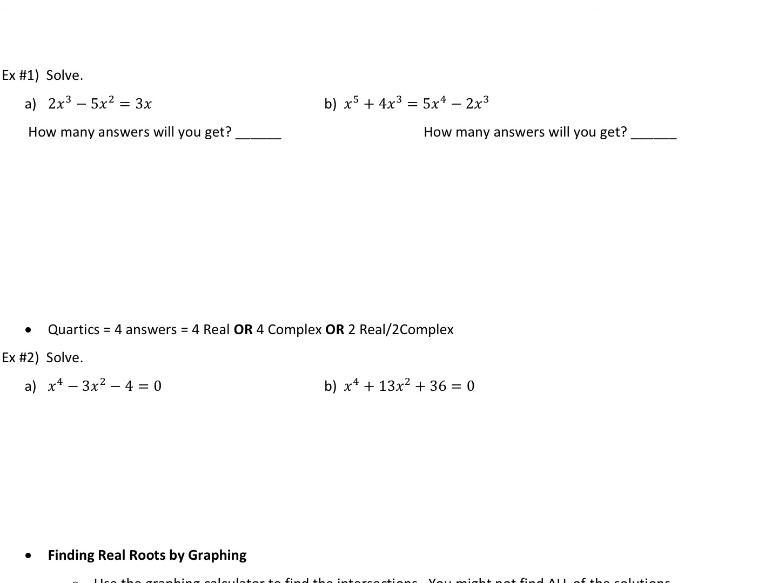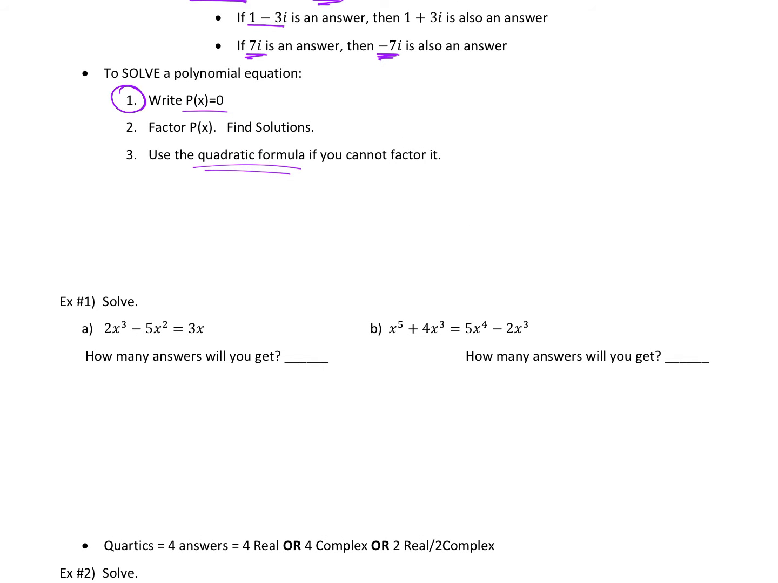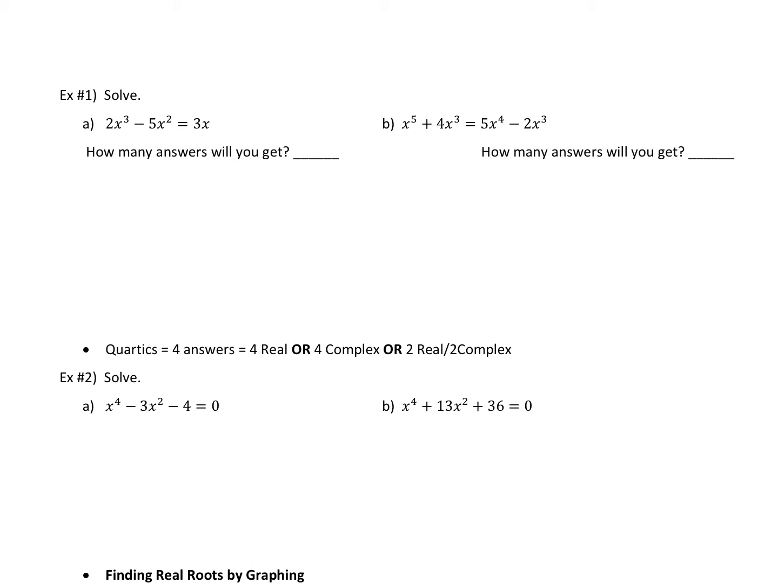Okay, so if we're going to solve, look at this first letter A. First of all, you should rewrite so that it's equal to 0, right? That was your first step right here, p of x equal to 0. So how would you rewrite this one? 2x to the third minus 5x squared plus or minus? Minus 3x. We got to take that 3x away from that right side. So this is what we're actually going to be solving.